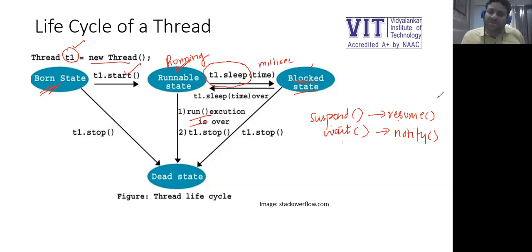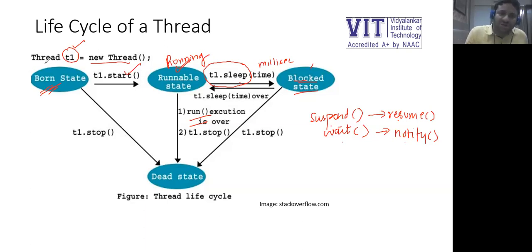Now, if a thread continues until it finishes the execution, like in my run I have written for i equal to 1, i less than or equal to 10, i plus plus, and 10 times display hello. After 10 times displaying hello, my thread will enter into dead state because the work is done. We call it the natural death of a thread, because the thread has completed its execution and then enters into dead state.